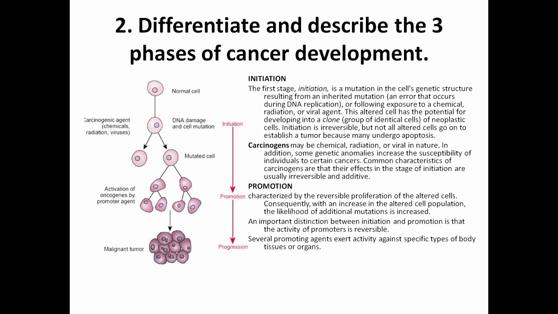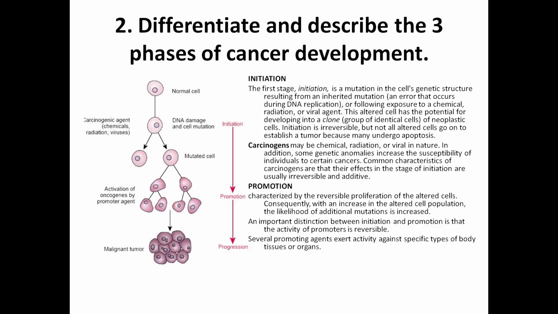Promotion is characterized by reversible proliferation of the altered cells, so the key word here is reversible. Consequently, with an increase in an altered cell production, the likelihood of additional mutations is increased. An important distinction between initiation and promotion is that the activity of the promoters is reversible. This is a key component in cancer prevention.